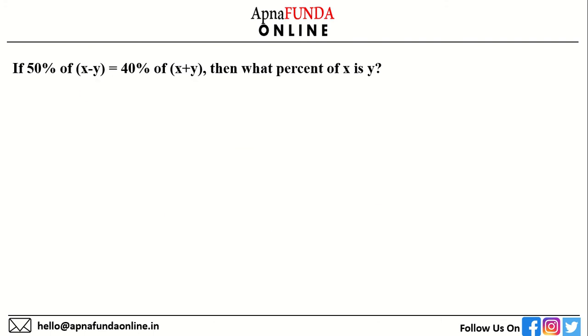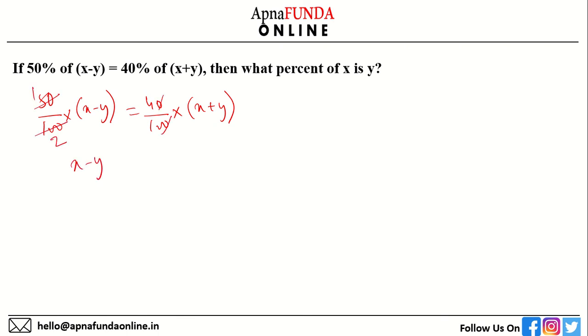If 50% of x minus y is equal to 40% of x plus y, then what percent of x is y? What it says is 50% of x minus y is equal to 40% of x plus y. Let's solve this. So x minus y divided by 2 is equal to 2 by 5 into x plus y.